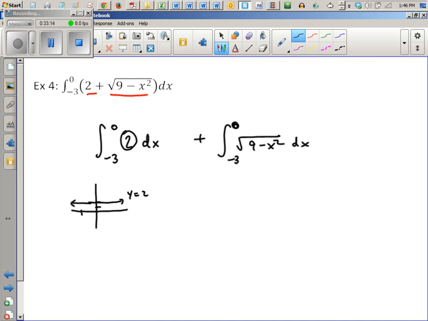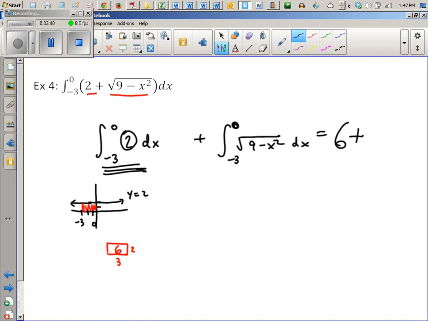-3 to 0, trying to figure out this area here. Well, that's just a rectangle with length 3 and height 2, so this is an area of 6. And it's positive because it's above the x-axis. Even though it's on the left side of the y-axis, it's still above the x-axis. So this entire integral comes out to be 6, this first one.